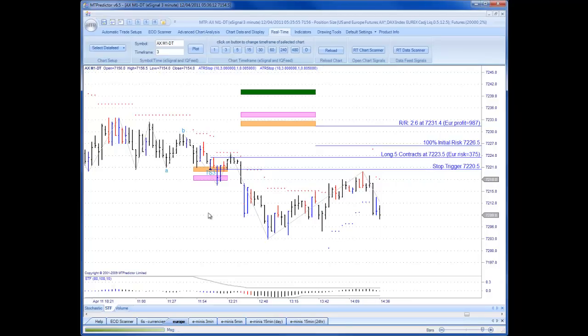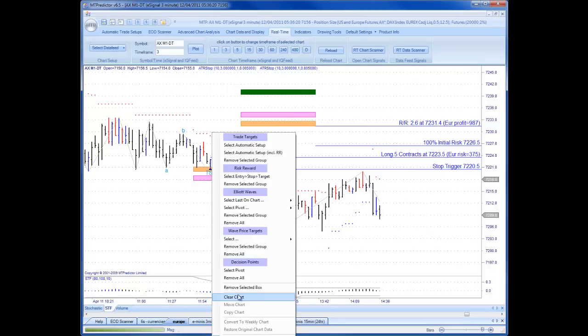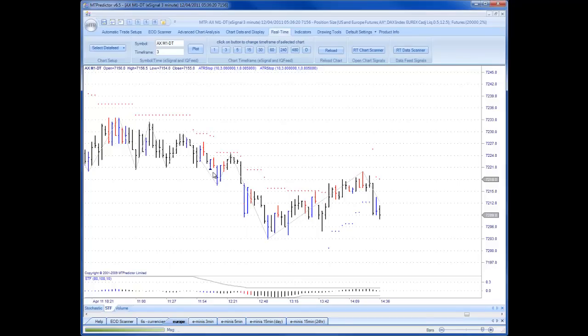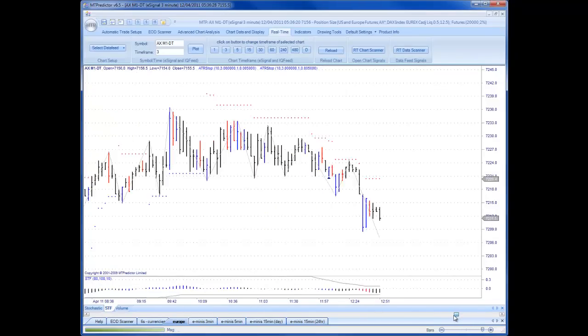loss. But can you see how by keeping the losses small and the profits large, that helps you to become a successful long-term trader? And again, these setups are on the chart in the terms of history signals for you, so we don't hide anything, they're all there for you.